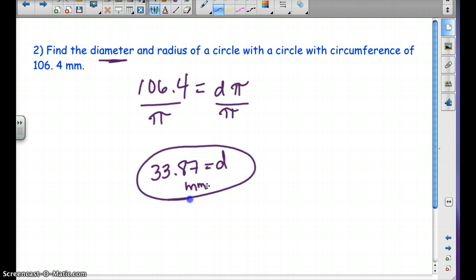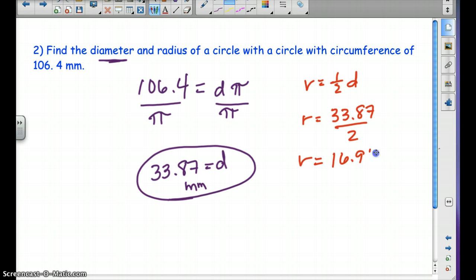So that's the diameter. Now how can I find the radius? The radius, remember, is half the diameter. So I'm going to take the diameter and divide it by 2, because multiplying by 1/2 is the same as dividing by 2. So my radius then ends up being 16.94 millimeters.